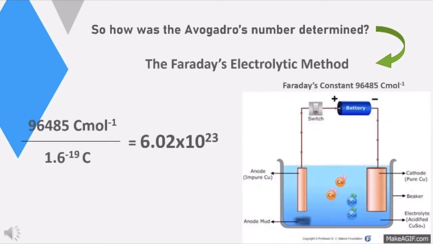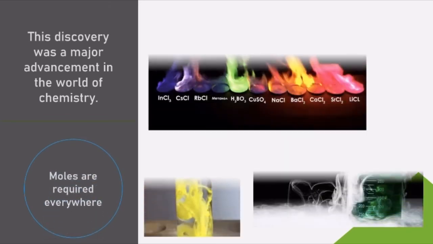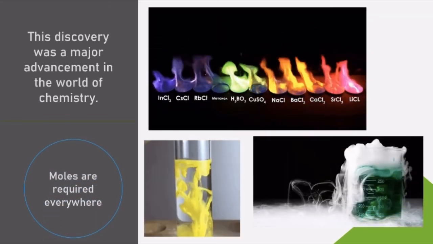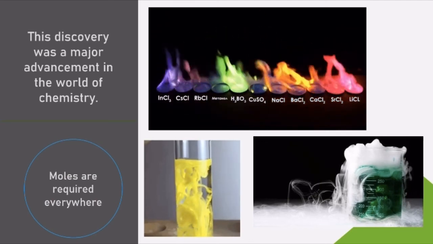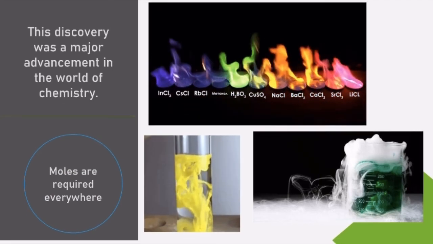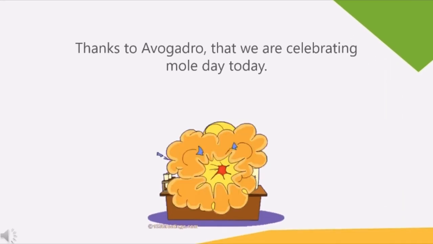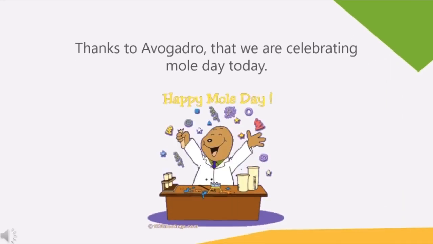So, how was Avogadro's number determined? Faraday's electrolytic method is shown below. This gave the value 6.02 × 10^23. This discovery was a major advancement in the world of chemistry. Moles are required everywhere. Thanks to Avogadro that we are celebrating Mole Day today.